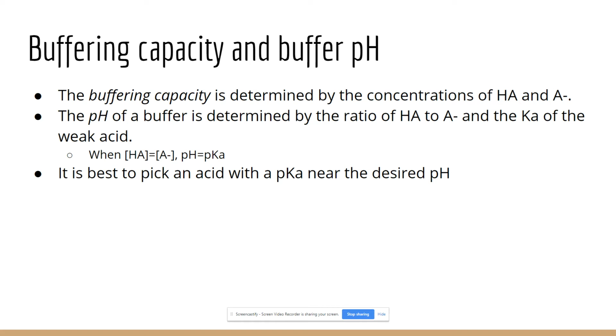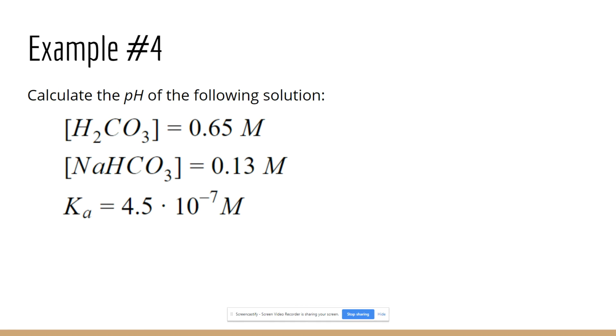And just a third point, although it logically makes sense, you're going to want to pick an acid for your buffer that has a pKa close to your desired pH. The reason for that is that you can have approximately equal concentrations of HA and A-, so you're just as able to buffer an acid as you are to buffer a base. Pause here.